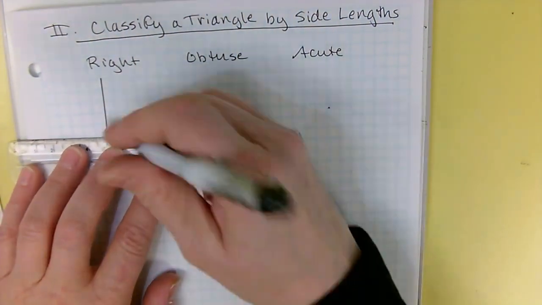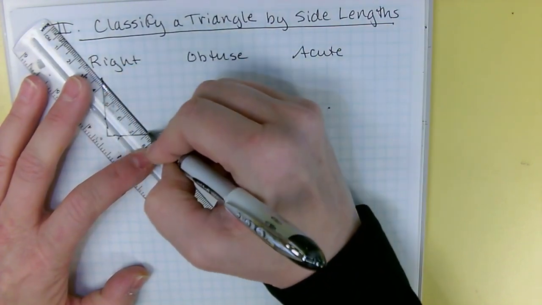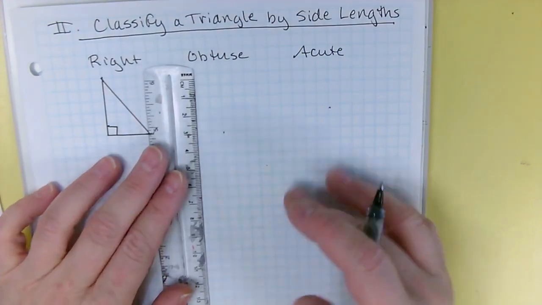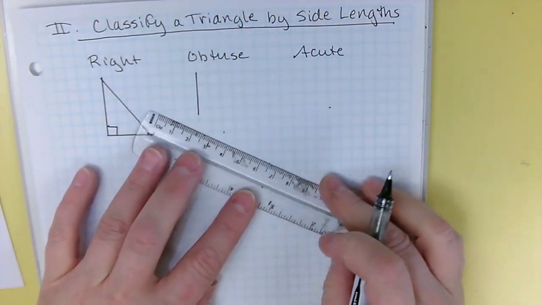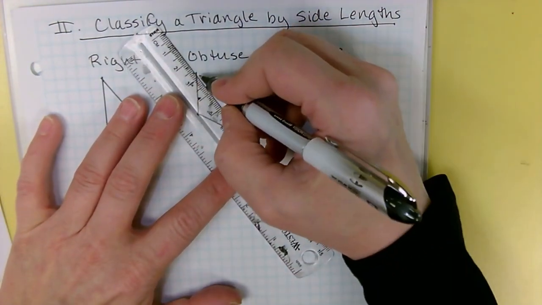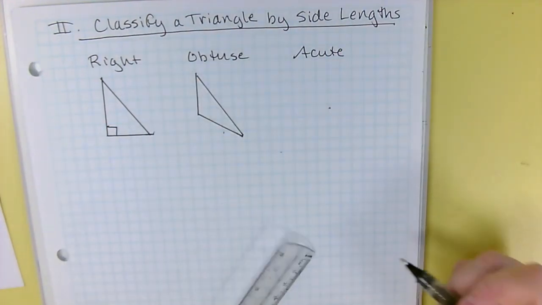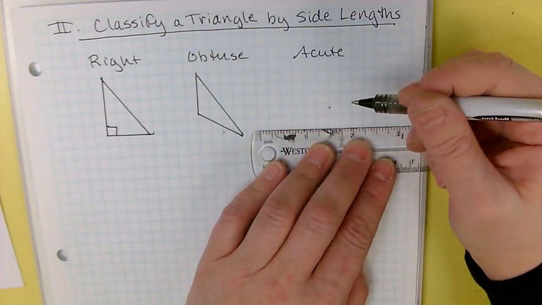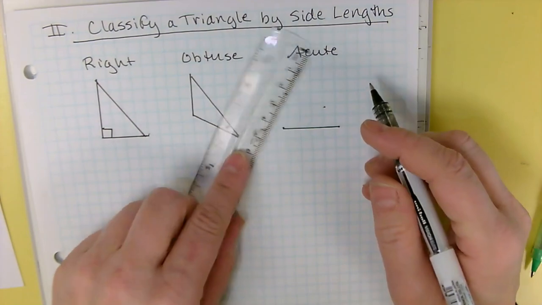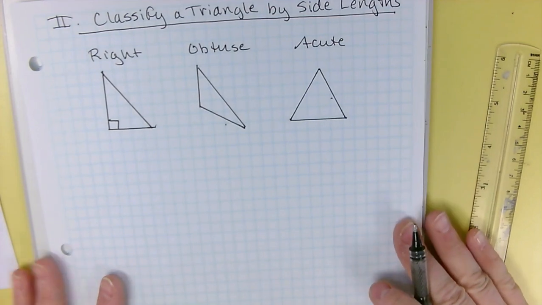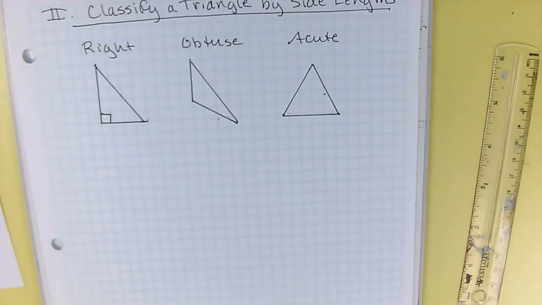So a right triangle has a right angle. An obtuse triangle has a really, really wide angle. And an acute triangle is actually sort of what we think of when we think of a generic triangle. Most people automatically draw an acute triangle. Just think cute little angles make it an acute triangle. So those are your 3 basic types, right? Right, obtuse and acute.